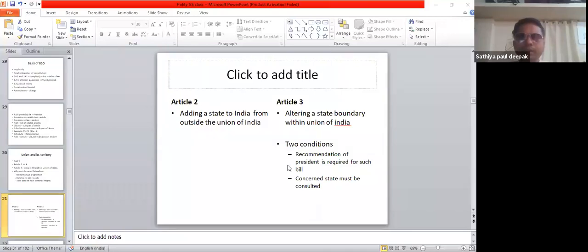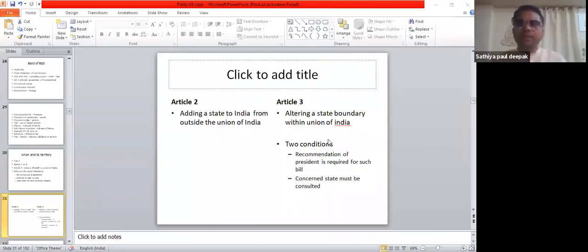Article 2 is talking about adding a state to India from outside the Union of India, and Article 3 is altering a state boundary within the Union of India. When I say altering the state boundary within the Union of India, it requires two conditions. It means increasing the boundaries of the state, decreasing the boundary, bifurcating a state, or taking one part of the state and putting it in another place.